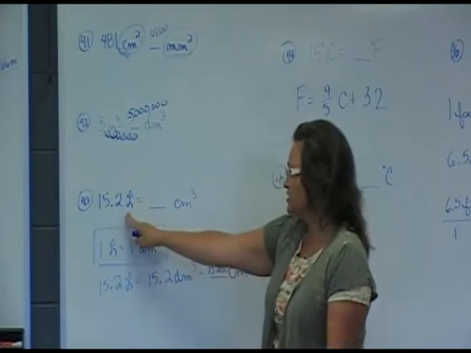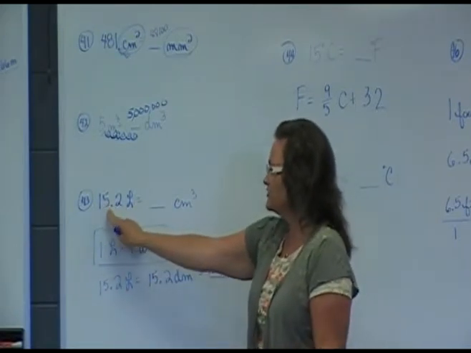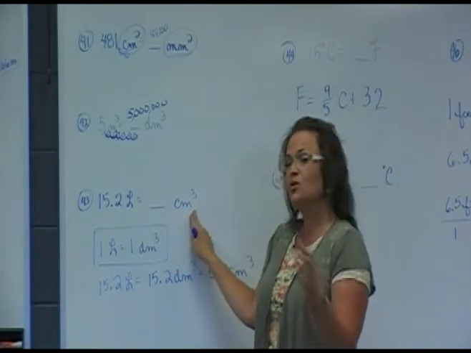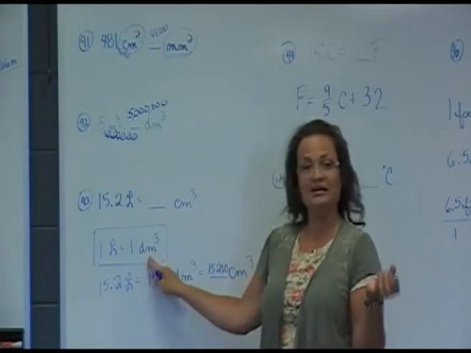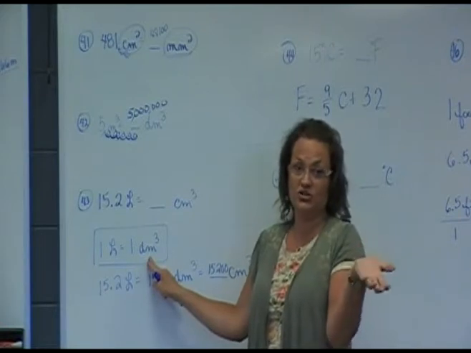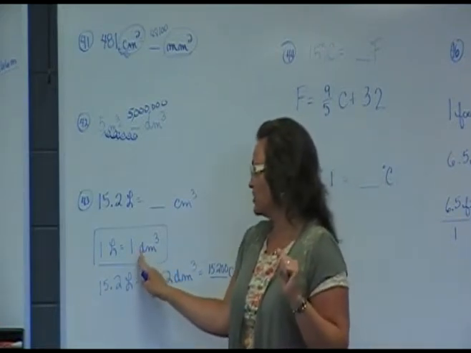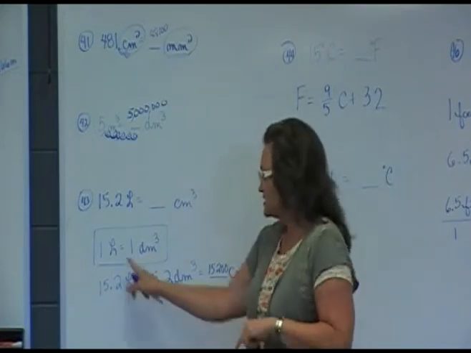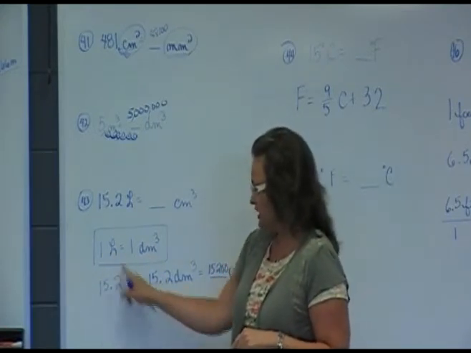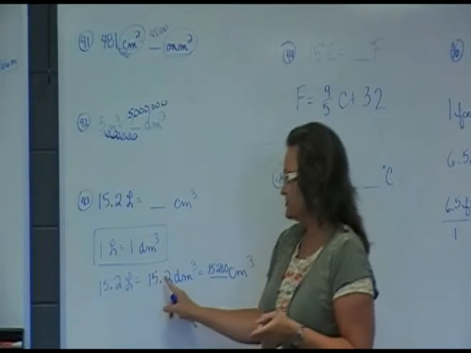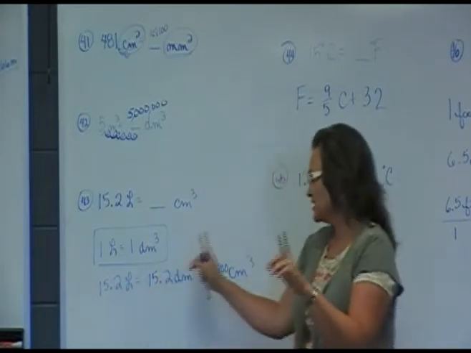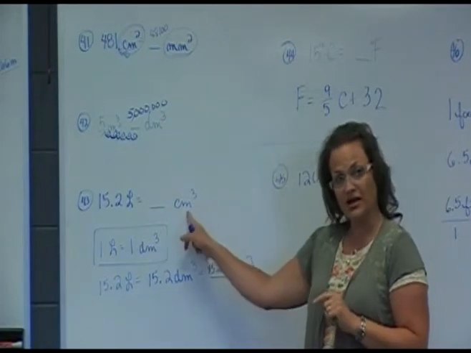All right, so now I'm ready to try to convert this thing. So I've got 15.2 liters, and I'm trying to get into cubic centimeters. Well, cubic centimeters isn't the one I need first. I'm going to convert it to cubic centimeters, but first of all, I have to take the jump to this conversion of cubic decimeters. So 15.2 liters would be the same as 15.2 cubic decimeters. Those are the same.